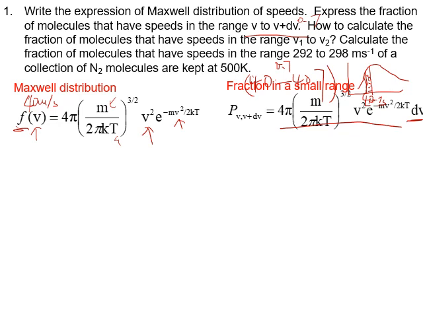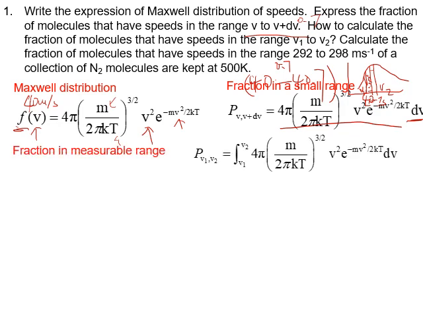But if the range is measurable, so here from V1 to V2, then you separate it into many segments and add them together. In calculus, that's the integration. So the integration of the fraction of molecules times the tiny range, from V1 to V2. We've seen this in our lecture notes already. So that's the fraction in a measurable range.